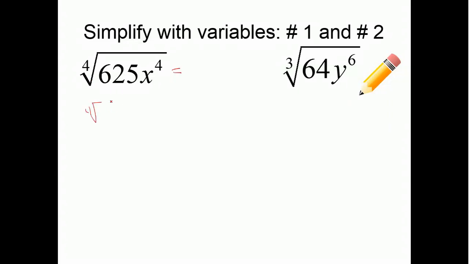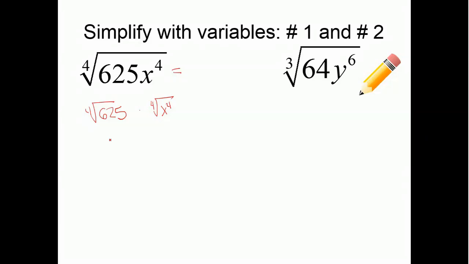So I'm going to break the number first. So the 4th root of 625. And then I'm going to break x to the 4th into its own little radical. So you're going to break everybody basically into his own little area. The 4th root of 625, use your perfect roots chart, that is 5, right?